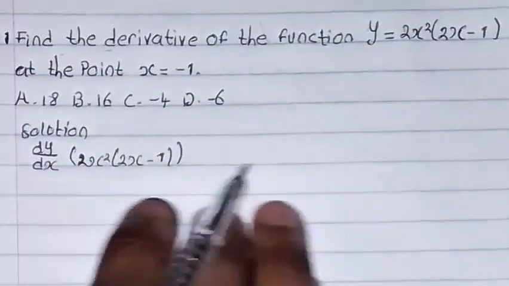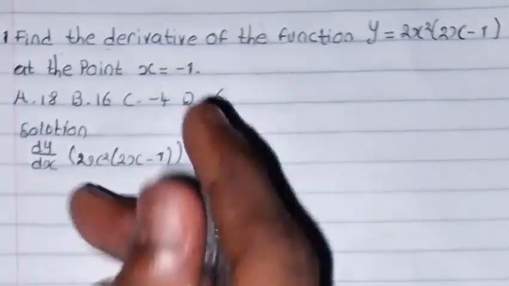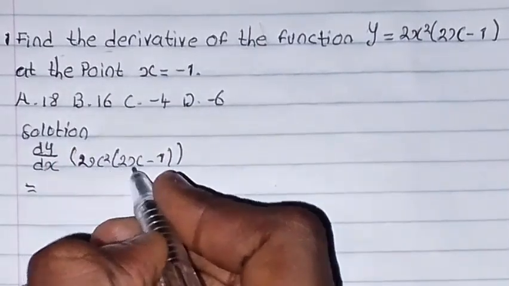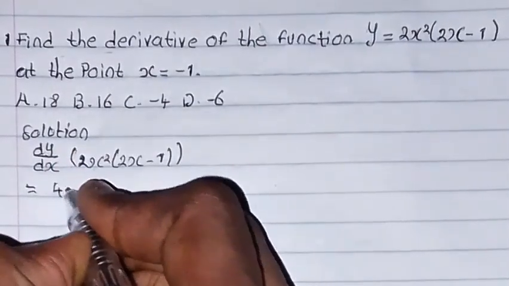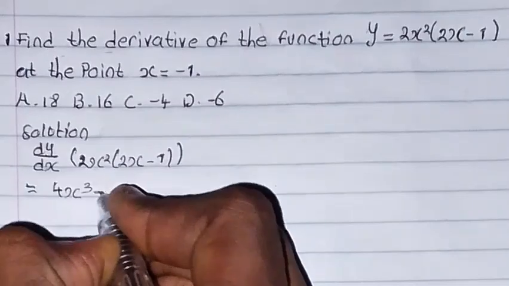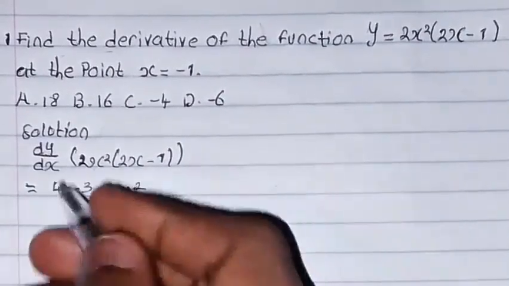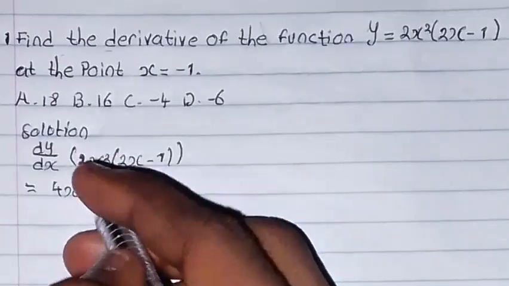We can expand it by multiplying 2x squared by what is inside the brackets. If I expand that, we obtain 2x squared multiplied by 2x, which gives us 4x cubed, minus 2x squared multiplied by 1, which is 2x squared. So this is now our expanded expression.